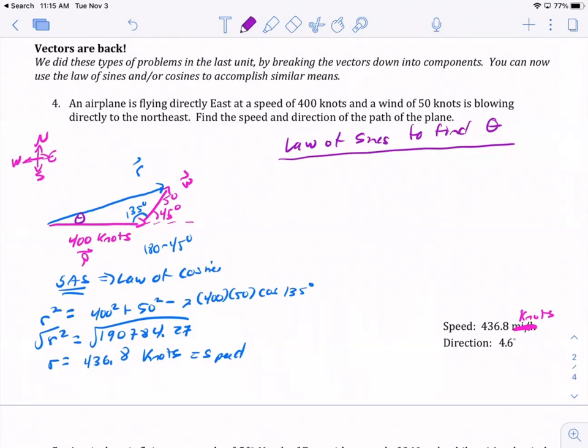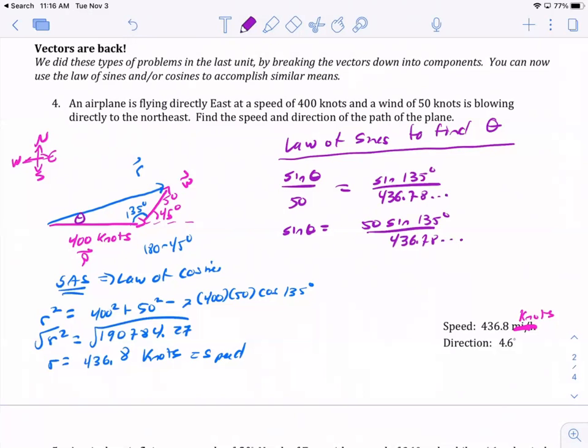Let's set that up. So we could do sine of theta over the side length opposite it, which would be 50, equals sine of 135 over the length of the side opposite, which is what we just found, 436.78. Okay? And then if we multiply both sides by 50, we get sine of theta is 50 sine 135 over 436.78. When I punched that in my calculator, I got 0.0809. And then theta is just going to be sine inverse of that 0.0809. And I got 4.6 degrees.